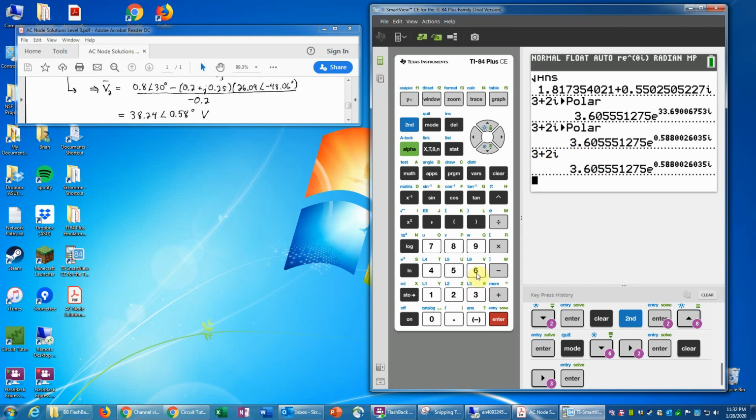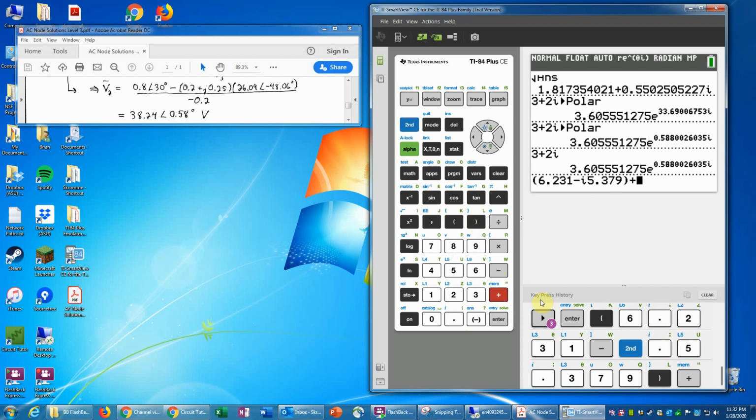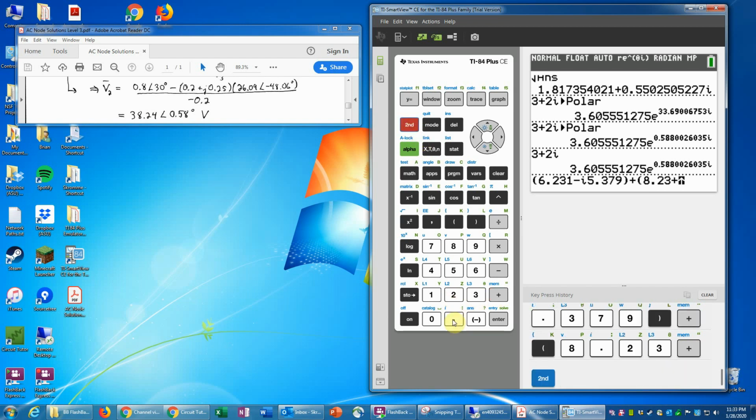So let's suppose that I had, I'll put parentheses around it, 6.231 minus I times 5.379 or something like that, something that's a little less trivial than just integers. And now I want to add another complex number to that. Let's make this one a little bit simpler. Well, actually, let's put some decimals: 8.23 plus I 1.59, say.